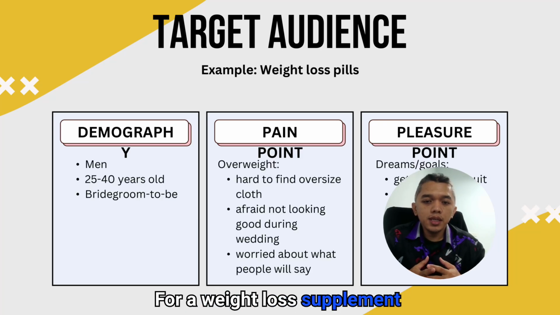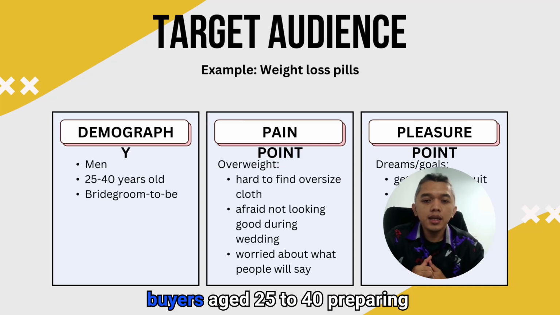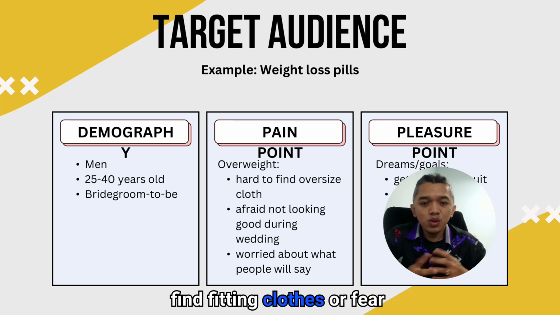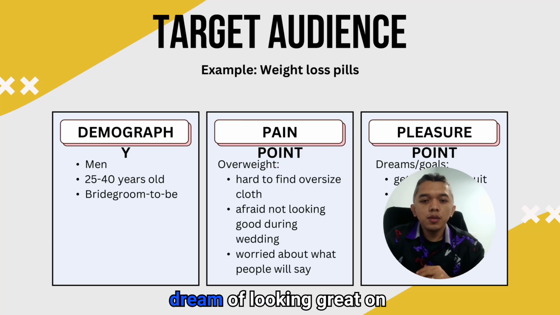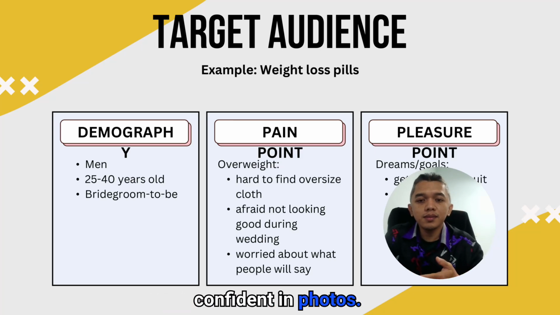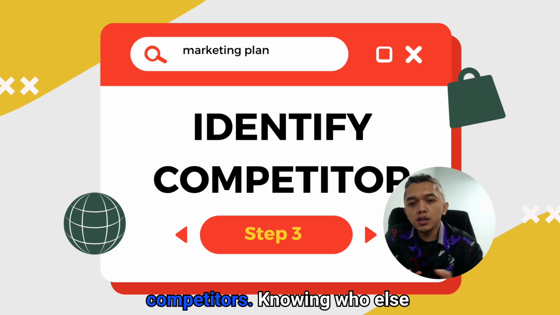For a weight loss supplement example, you might identify male buyers aged 25 to 40 preparing for a wedding who struggle to find fitting clothes or fear negative comments and who dream of looking great on important occasions and feeling confident in photos.